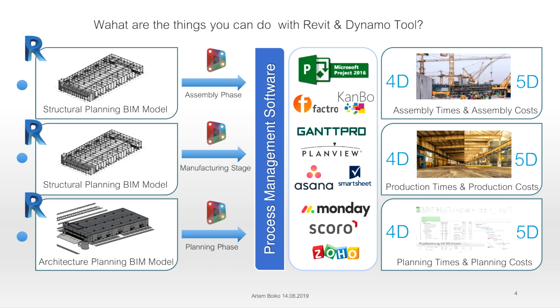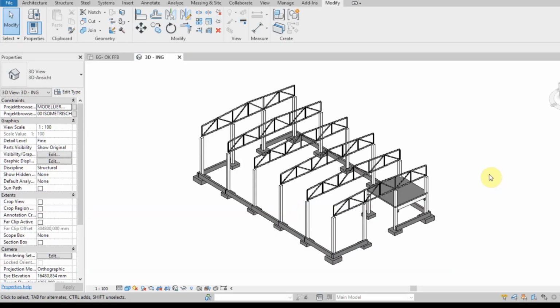Using the example of a small project, we will consider both the assembly costs and assembly times of each process or building element. This can also be production costs and production times in the production phase, or planning costs and planning times in the planning phase. Let's take a closer look at this at the end. And now let's start. To simplify things, let's take the construction of a small hall as an example.